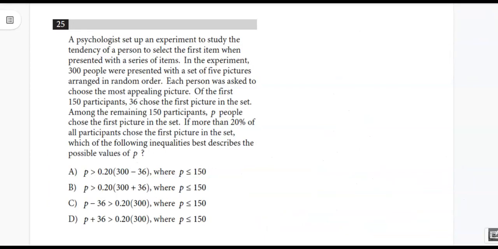All right, number 25. Psychologists set up an experiment, studied the tendency of a person to select the first item when presented a series of items. Had 300 people. We're looking at a set of 5 pictures. All right, so we have 5 pictures here. And 300 people looking at them. Each person was asked to choose the most appealing picture.